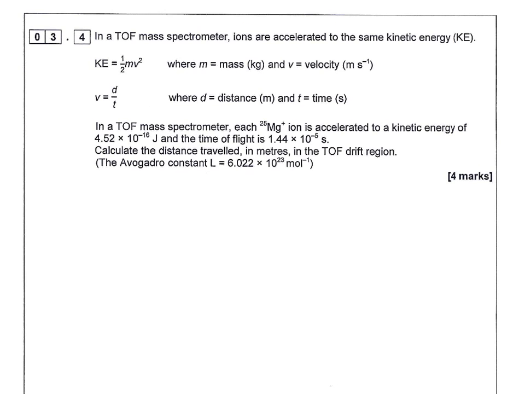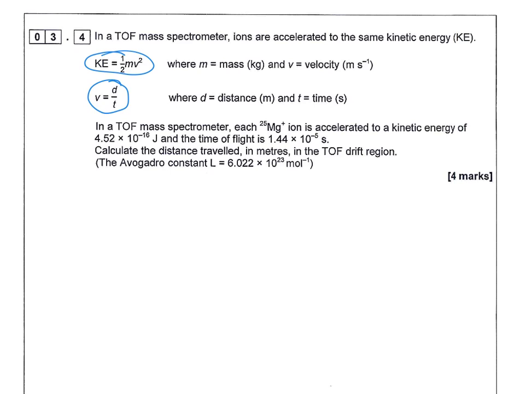In a time of flight mass spectrometer, each 25 magnesium ion is accelerated to a kinetic energy of 4.52 times 10 to the minus 16 joules, and the time of flight is 1.44 times 10 to the minus 5 seconds. Calculate the distance travelled in metres in the time of flight drift region, and it gives you Avogadro's constant. So we're going to be rearranging this equation to make sure we can work out distance. We have time given to us in the question, but we don't have velocity. So we're going to have to use the second equation to work out velocity.